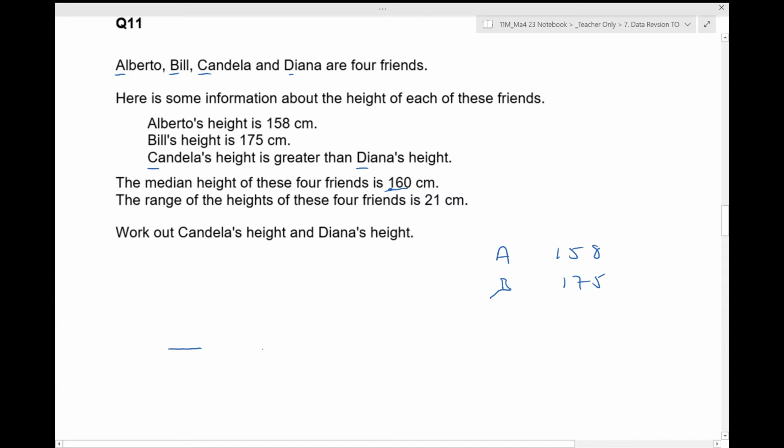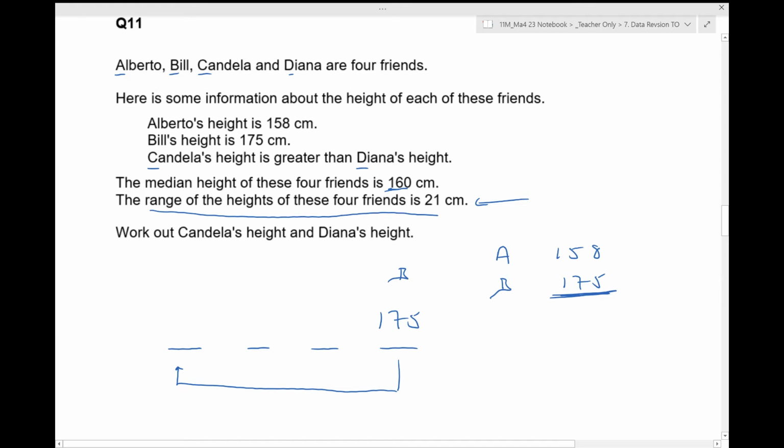I've got 4 numbers here. 1, 2, 3, 4. The range of the heights of the 4 friends is 21. Right. But I'm going to have to take a gamble here and try something, aren't I? I'm going to put Bill's height here, 175. I'm going to assume that Bill is the tallest. All right. Now, the range is 21. So if Bill's the tallest, put a B above Bill, then the shortest person must be 175, take away 21, 154. Okay.